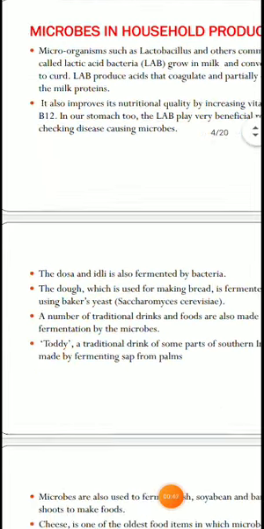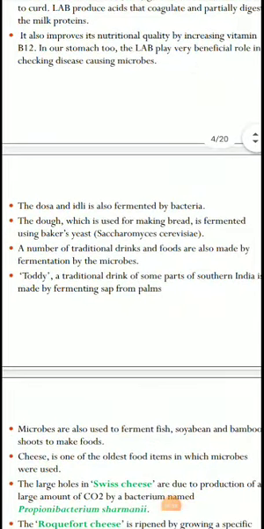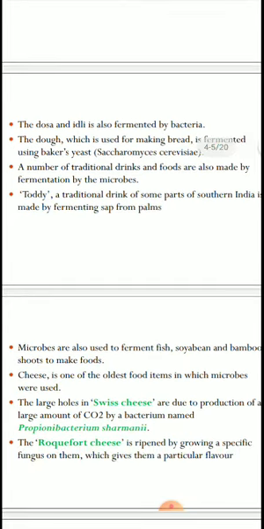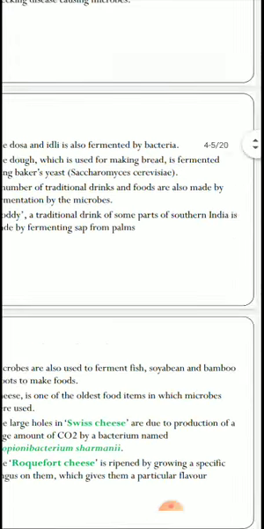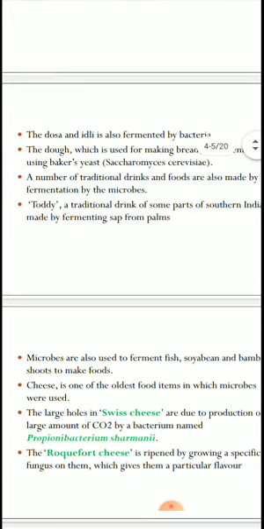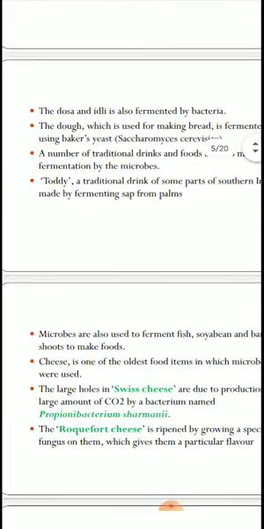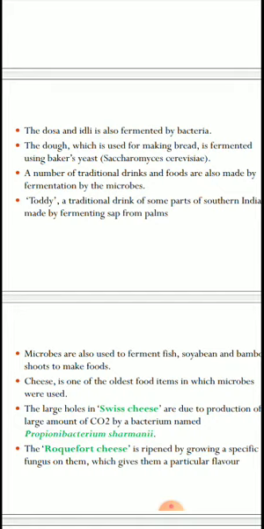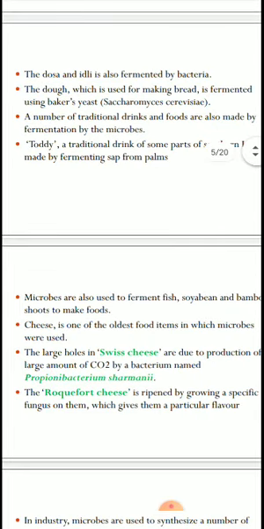Okay. Dosa and idli are also fermented by bacteria. The dough used for making bread is fermented using baker's yeast. A number of traditional drinks and foods are also made by fermentation by microbes. Toddy, a traditional drink of some parts of southern India, is made by fermenting sap from palms. Since you are Tamil, we can say it means padhaneer. So the palm tree sap is taken for that. This is also followed in this format only.